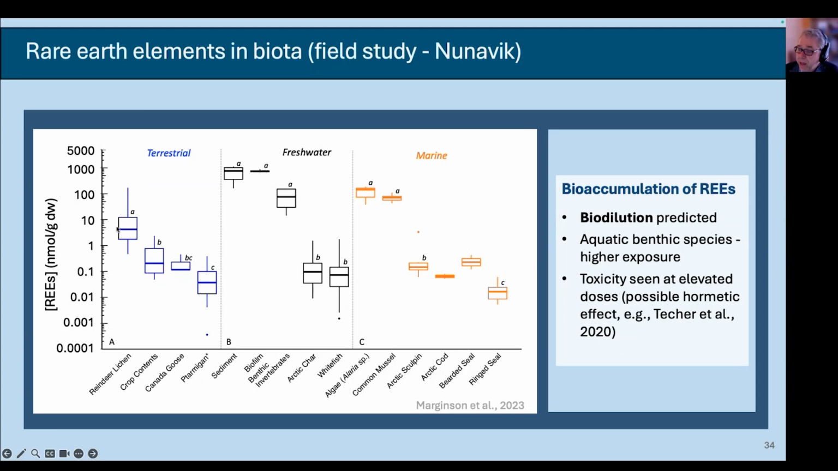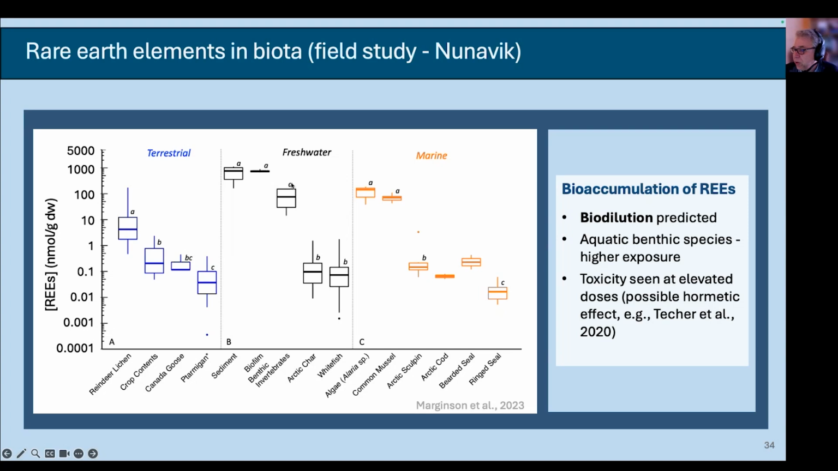For instance, you have the lichen here at the base of the food web, and then you have some birds, the Canadian geese and the ptarmigan, that are lower. And in this instance, we even have the crop content from the ptarmigan. So really what it is eating, and then what it is accumulating. And we can see that it's really decreasing.